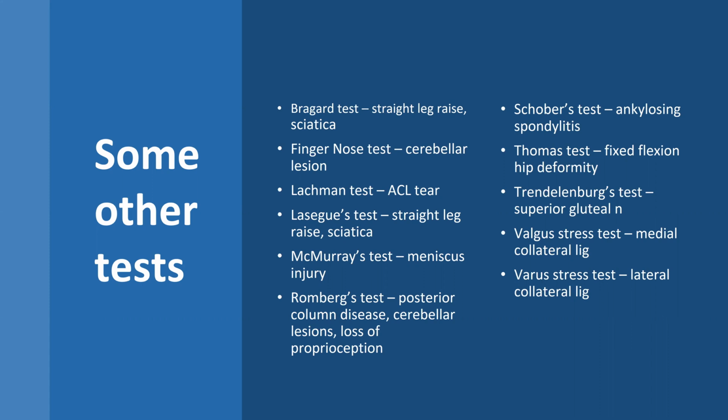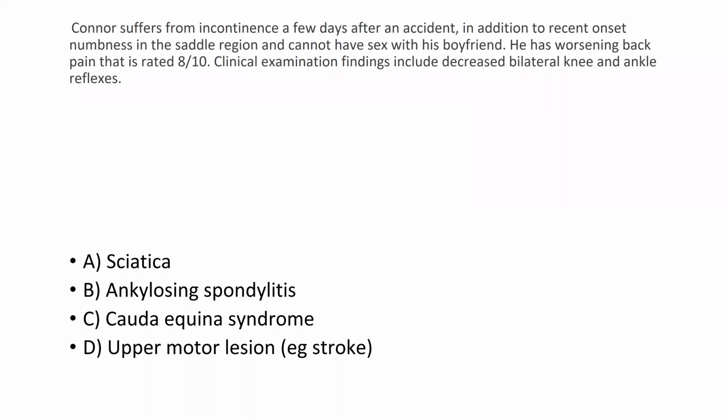We'll switch things up a bit by doing another multiple choice question. Connor suffers from incontinence, and a few days after an accident, in addition to a recent onset of numbness in the saddle region, he cannot have sex with his boyfriend because we are woke queens here. He has worsening back pain, rated an 8 out of 10. Clinical examination findings include decreased bilateral knee and ankle reflexes. So what is the most likely cause of his symptoms?